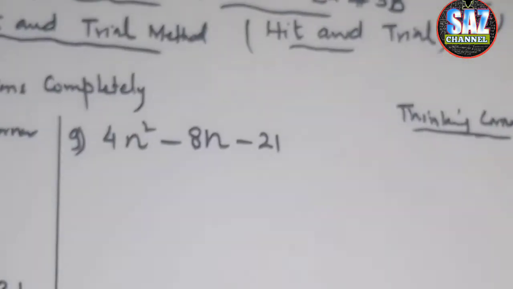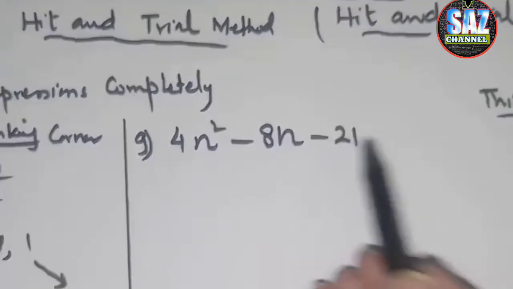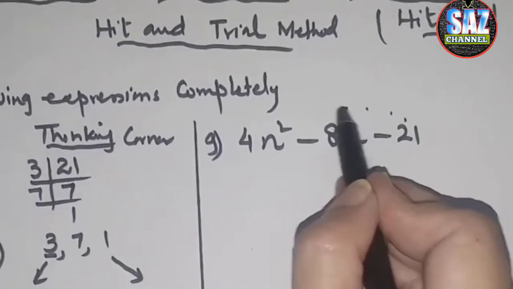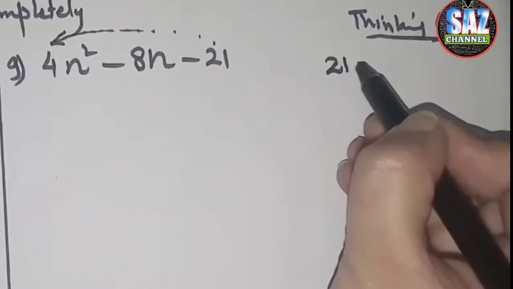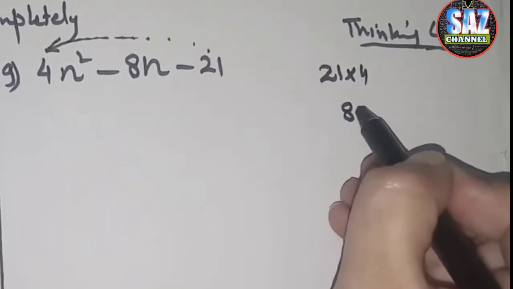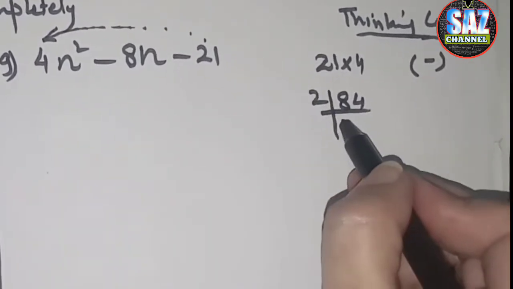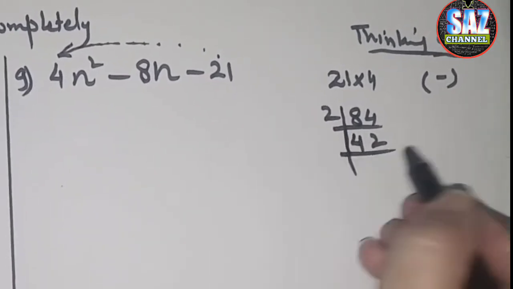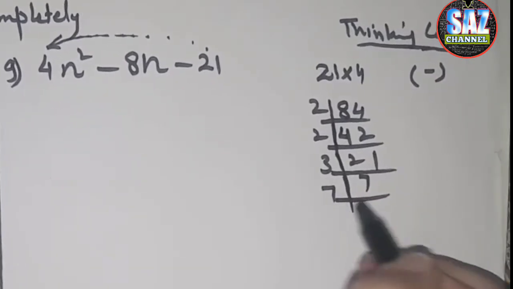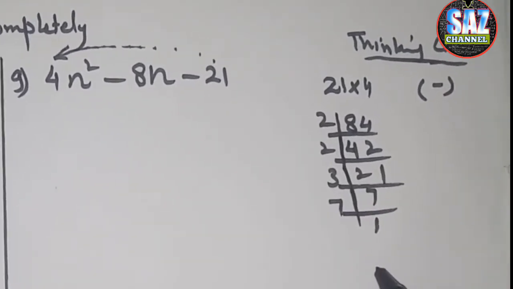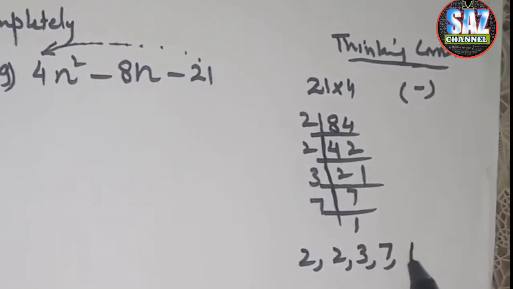The next question says 4n square minus 8n minus 21. I have to repeat the process: I have to multiply the constant with the coefficient of the term having power 2. 21 multiplied by 4 is equal to 84 with a minus sign. I have to make the prime factors. The smallest prime divisor is 2: 2 4s are 8... 2 2s are 4, 2 2s are 4, 2 1s are 2, and 3 7s are 21 and 7 1s are 7. Now I have to write all factors in one line: 2, 2, 3, 7 and 1.